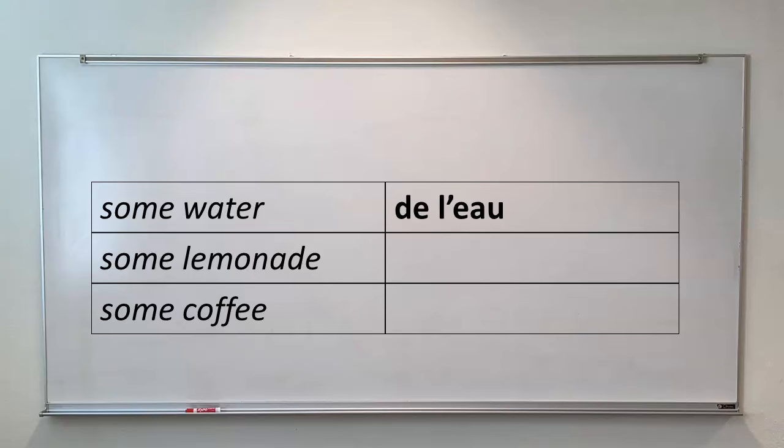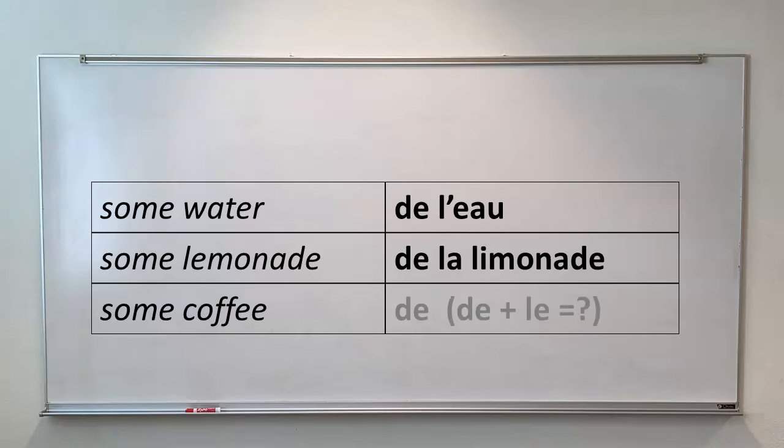Okay, some lemonade. Lemonade is la limonade. So it's de plus la limonade, de la limonade. And then finally coffee. Coffee is le café, so we start with de, and de plus the le becomes du. So du café. So some coffee, so some water, de l'eau, some lemonade, de la limonade, some coffee, du café.